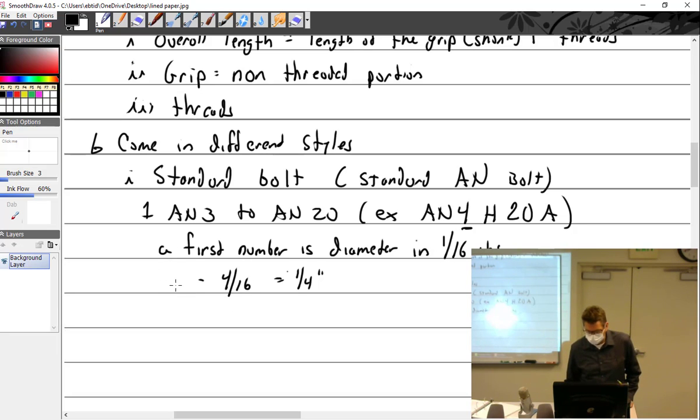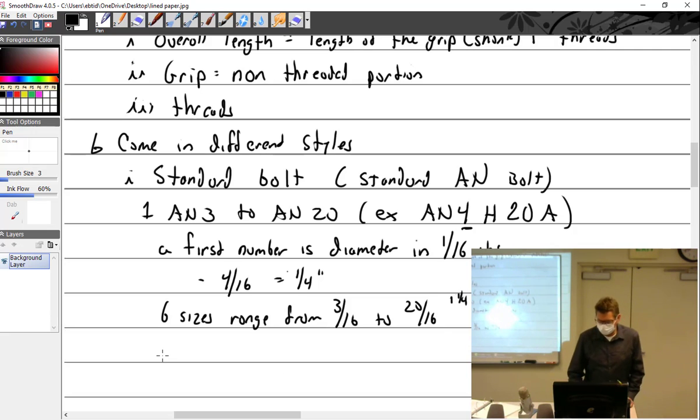So that means that sizes range from 3/16, because it's an AN3, to 20/16. Oh, wait, is that 1 1/4? Okay, I didn't write it down. 1 1/4. It's a big bolt. I've never seen it. Yeah, that's a big, big bolt. I don't think I've ever seen anything past a 3/4 inch.